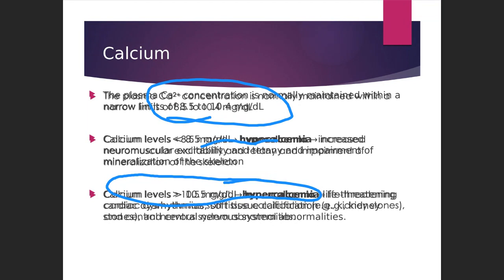Hypercalcemia is a more life-threatening condition. It can lead to cardiac dysrhythmia and soft tissue calcifications. Dysrhythmia means irregular heart rate, and it can cause stone formation in the body, such as kidney stones, and that may lead to some abnormality as well.